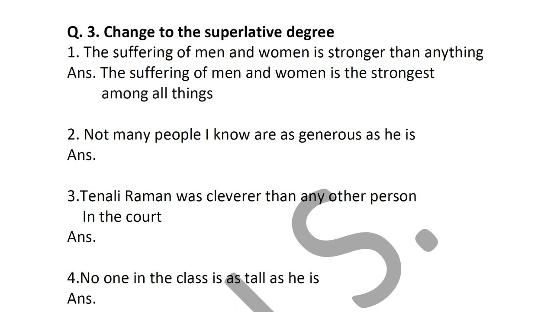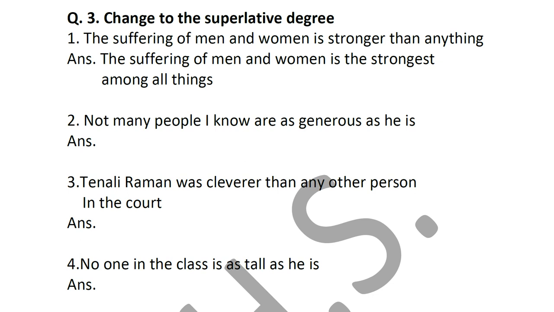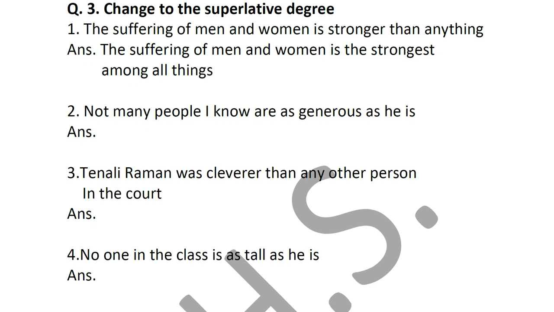Change to the superlatives. The superlative, last one, "est" or "most." Strongest. It is either "est" or "most." So here the suffering of men is stronger. What is the word that you can change? Stronger. What is describing the people suffering? Stronger. So you have to change that word. So you will say the suffering of men and women is the strongest. Don't forget the word "the" strongest among all things. Clear? So that's the way you will also change the rest of the sentences.